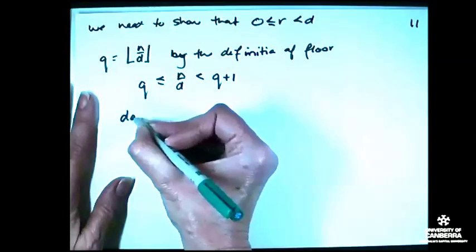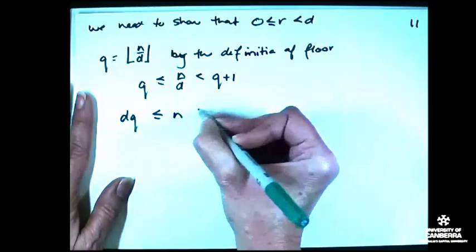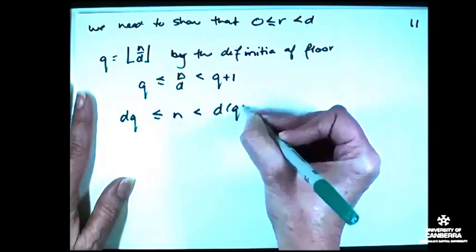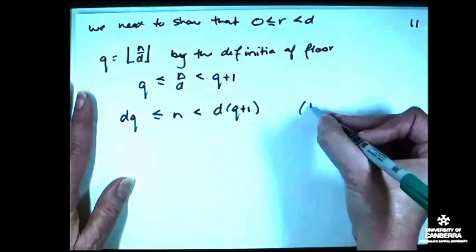So we get dq is less than or equal to n is less than d into q plus 1. Multiplying through by d.